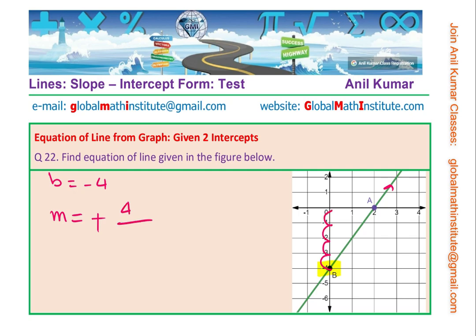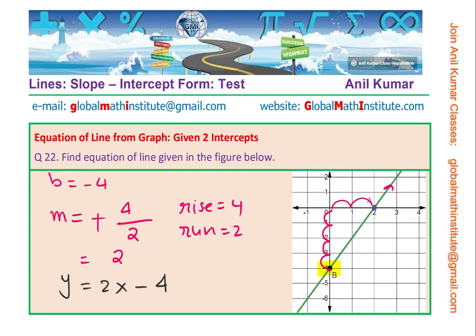And then run is how much? 1, 2. Run is 2, right? So we see that the rise is equal to 4 and the run is equal to 2. So this particular ratio, 4 over 2, is 2, which is the slope. Get the idea, right? And therefore the equation is y equals 2x and the y-intercept being minus 4. Perfect. So easy, right? So that is how we find the equation of a line from the graph.